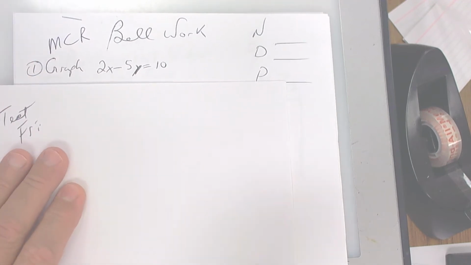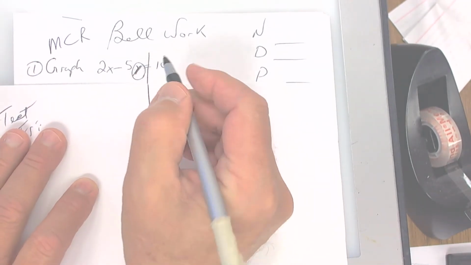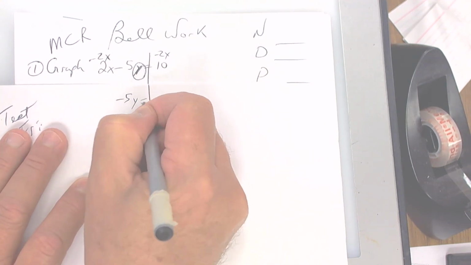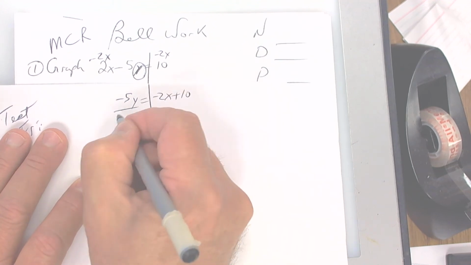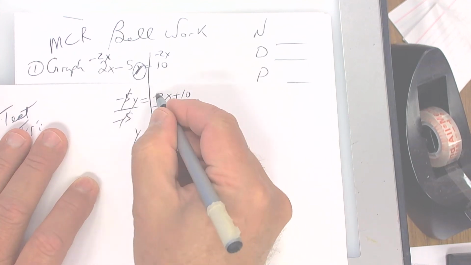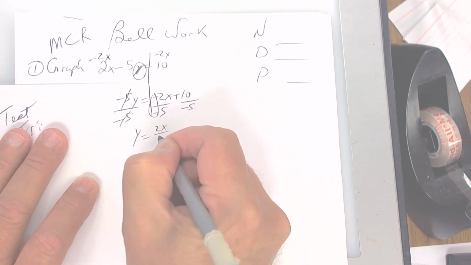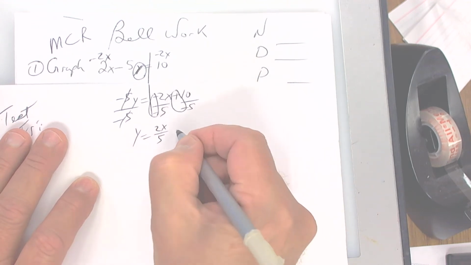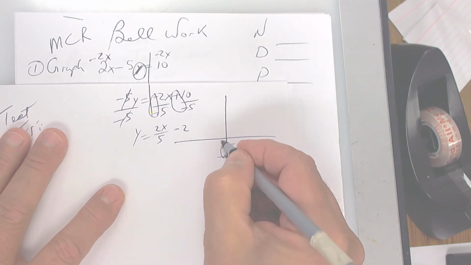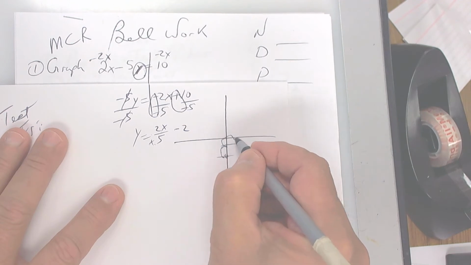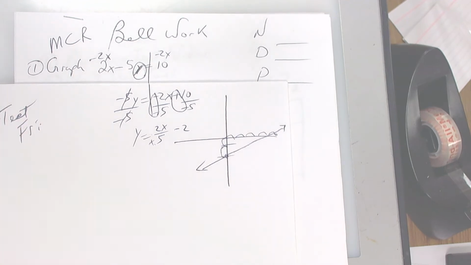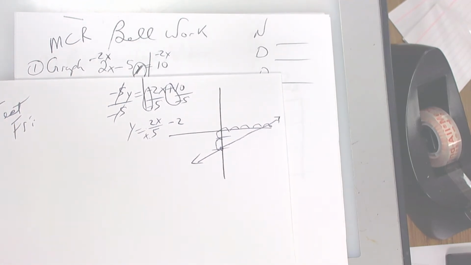Here, you need to graph it. So you need to get y by itself. So you circle the y, subtract 2x, so you get negative 5y is equal to negative 2x plus 10. Divide by negative 5. So you get y equals, this is a double negative, so that becomes a plus. This is a single negative. If it's one negative, it becomes a negative. So you want to go down 2. Your slope is up 2, and then to the right 5. 1, 2, 3, 4, 5. It has a positive slope. Okay, any questions on number 1?